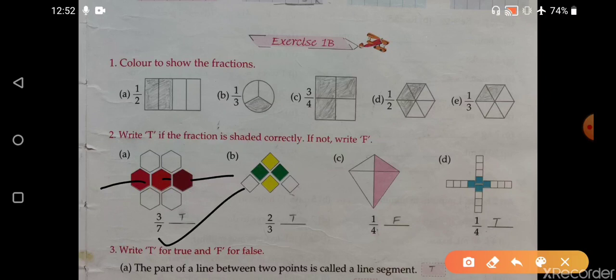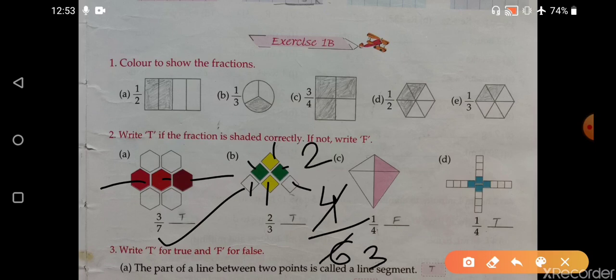Coming to B, let us count how many parts are there. 1, 2, 3, 4, 5 and 6. They are asking to color 2 upon 3. For 2 upon 3 they have colored 4. So they have colored 4, and the total parts in the figure are 6. If we divide both by 2, the fraction will be 2 upon 3, and this is the same fraction that is given here, so it is also true.